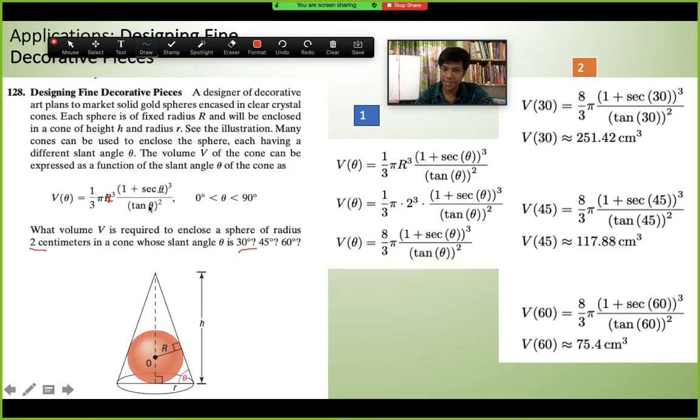So first we will use 30 degree and do the math. For 30 degree, the answer will be this one. Then everything will remain the same, just the angle will become 45 degree, and for 45 degree, the answer will be this. Then everything will again remain the same, just the angle will be 60 degree. For 60 degree, we will get this answer.